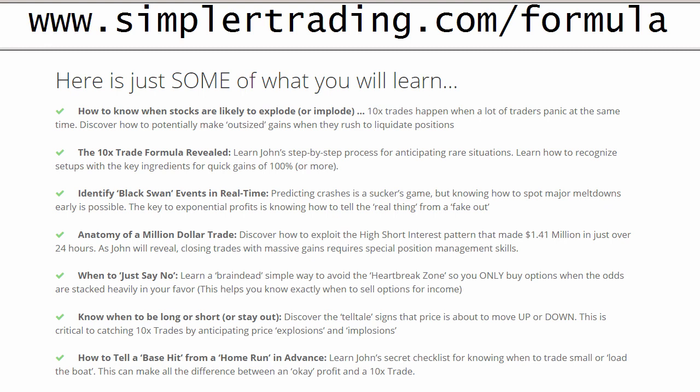So here's some of the things I'm going to be talking about during the Saturday class. How to know when stocks are likely to explode or implode. Okay, the 10x trade formula, identifying black swan events in real time, anatomy of a $1 million trade.